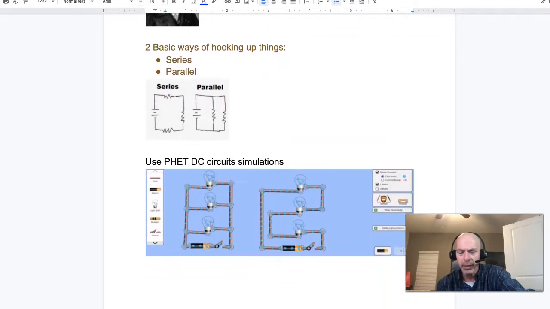So we really can't build circuits in the course, since we can't really get the equipment to you. But we can use simulations, and for quite a few of our activities, we'll be using the PhET DC circuit simulation software. Okay, well, that's a quick highlight of this unit.